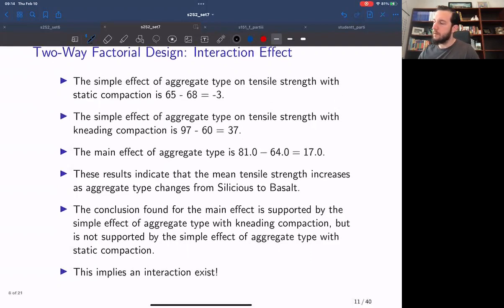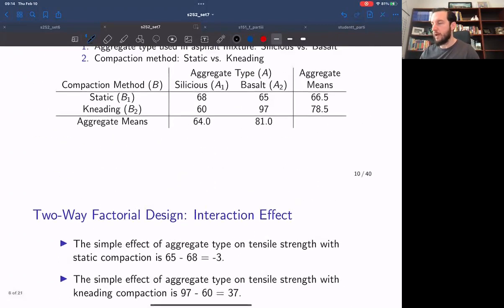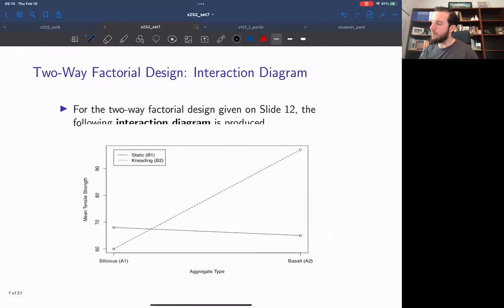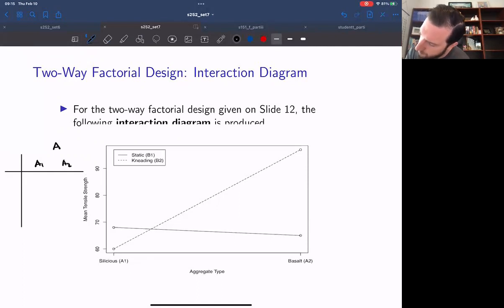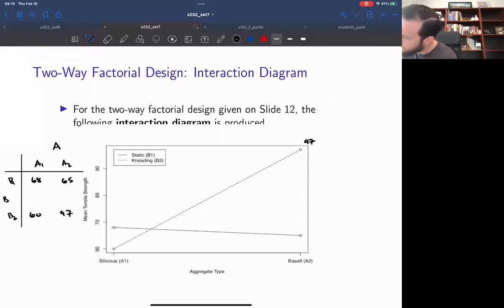Okay. Now, what we could also do, and this would be the more direct way, is build the interaction diagram for this experiment. So if we do that, we end up with the following. Okay. So I'm going to pull that table over again, just for reference, so you can see the values. So we have A, A1, A2, B, B1, B2, and then we have 68, 65, 60, 97. All right. So this is our value 97 here.